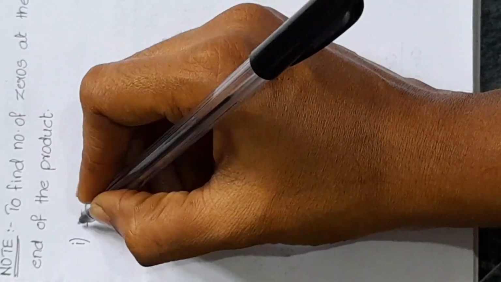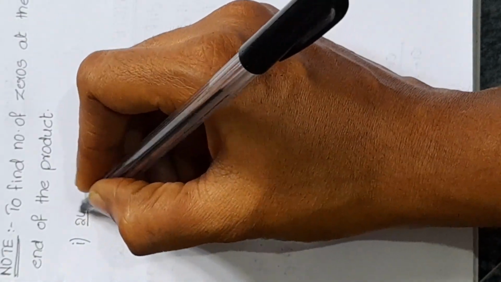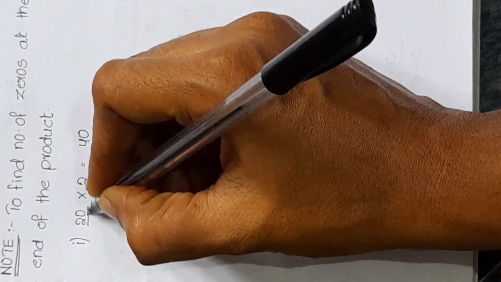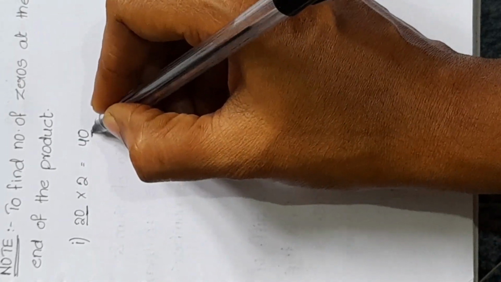Another model is to find the number of zeros at the end of the product. We get zeros at the end in two conditions. The first one is when there is 0 at the end of the multiplicand, that is 20 into 2, which is equal to 40. As there is 0 here, we got 40, that is 0 in the end.